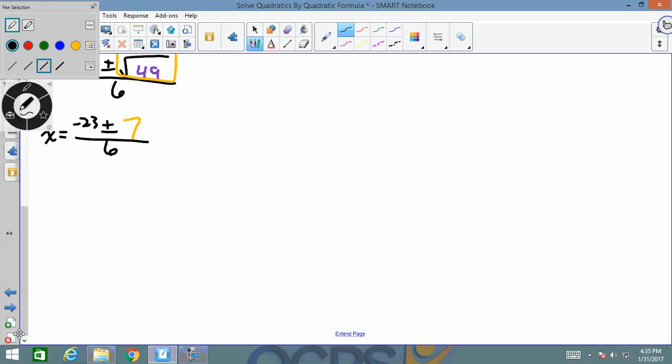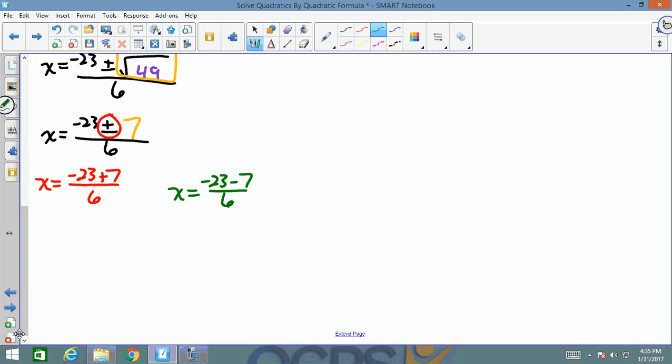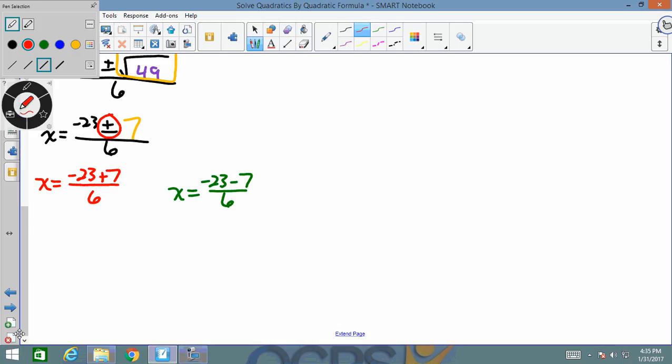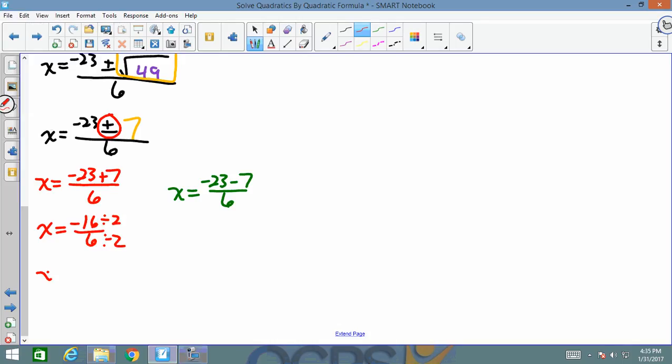And then here, remember, this is where we separate, get to this plus or minus, so it's x equals negative 23 plus 7 over 6, or x equals negative 23 minus 7 over 6. So negative 23 plus 7, do the right first always, it's going to be negative 16 over 6. That doesn't divide, but it does reduce. We're going to divide both the top and bottom by 2. So we get x equals negative 8 over 3.